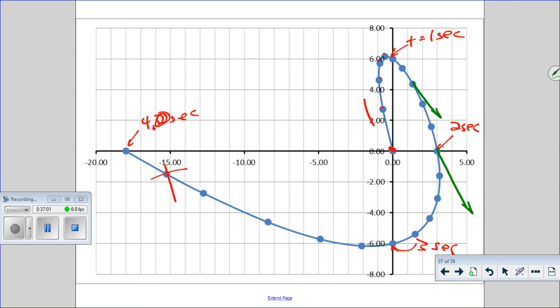So the next question wants us to know the average velocity for the first 2 seconds. Hours. I'm going to keep saying seconds. In your head, just go, Mr. Hacker's an idiot, and switch it.